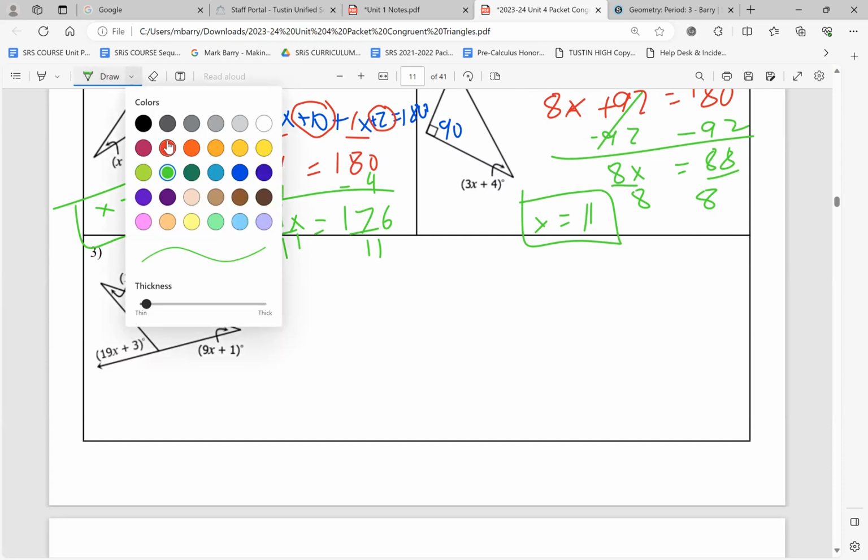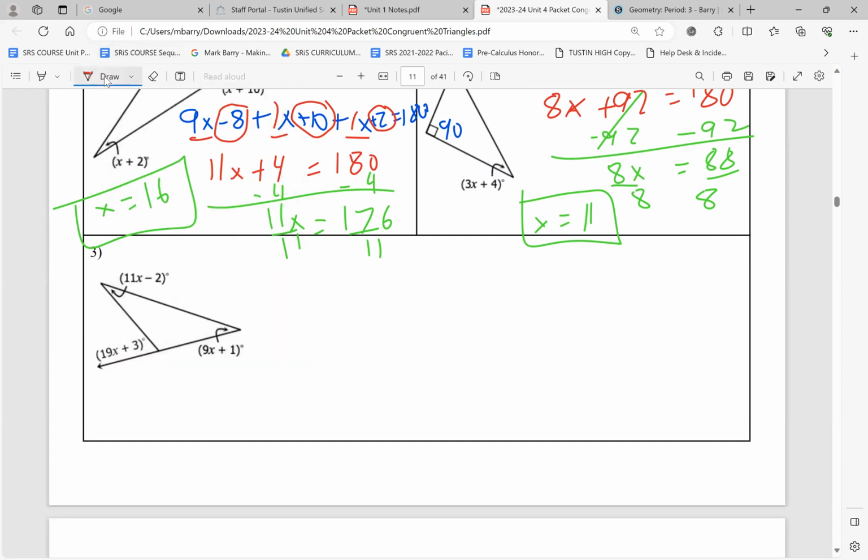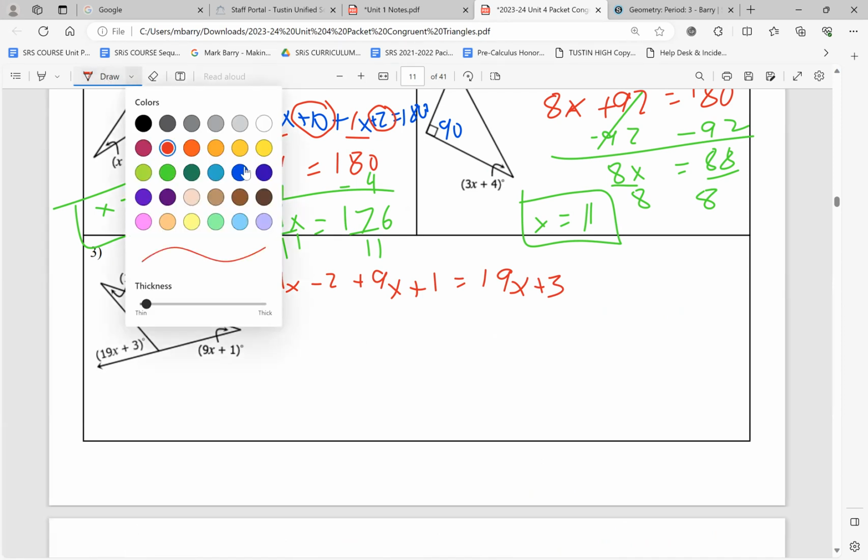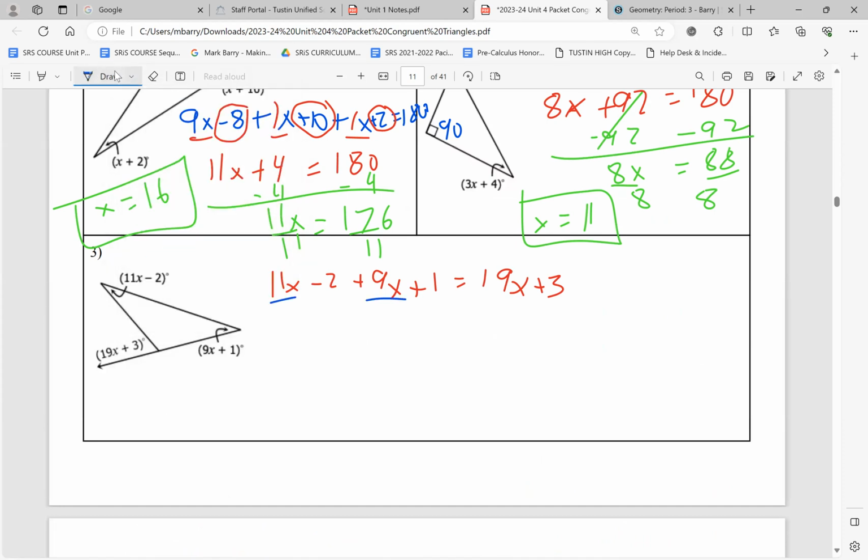We're going to start our setup by saying, if I add the 2 interior angles, the 11x minus 2 plus the 9x plus 1, that should equal the exterior angle, which is the 19x plus 3. Okay, so this is going to allow us to solve for x here. I would first combine like terms on that left side. 11x plus 9x makes 20x, and then -2 plus 1 gives me -1 equals 19x plus 3.